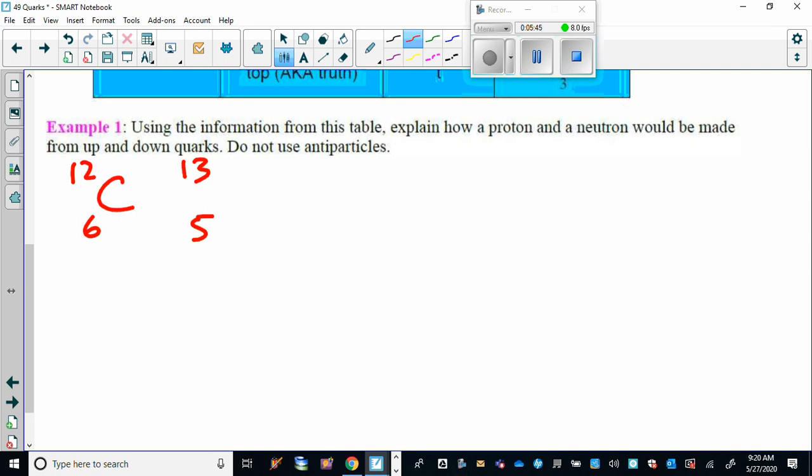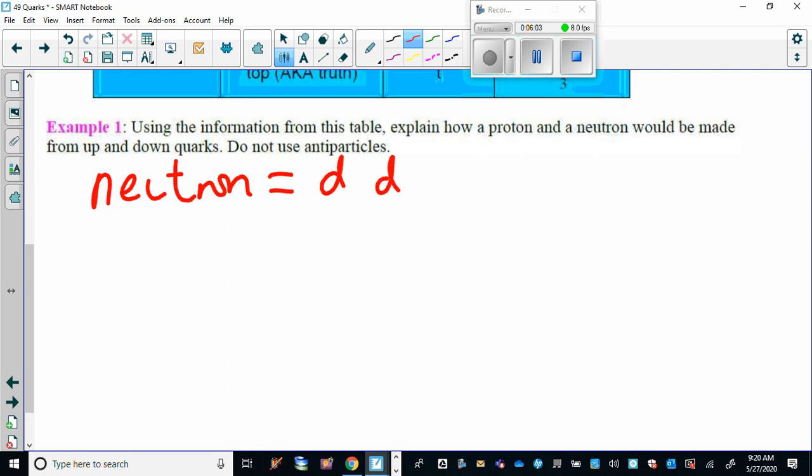So for a neutron, we've done this already. A neutron equals 2 downs and 1 up, because -1/3 plus -1/3 plus +2/3 equals 0.